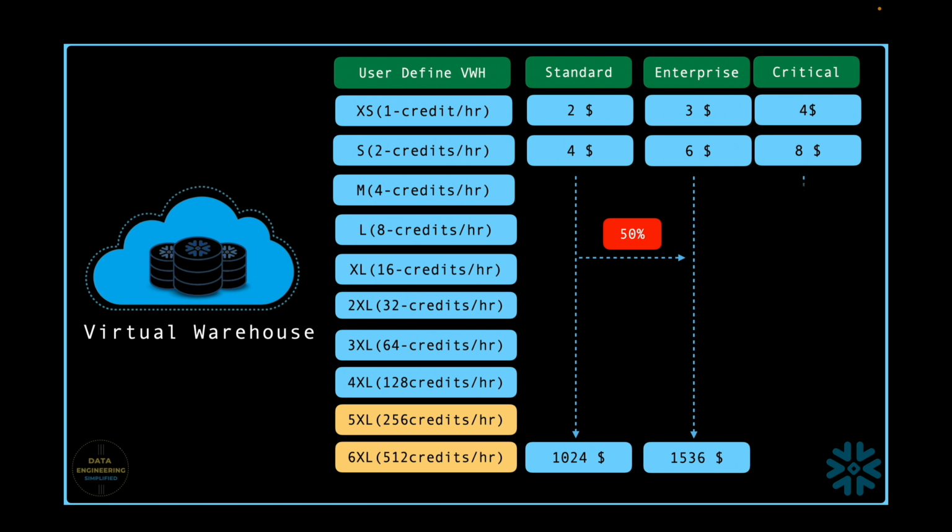Likewise, for a business critical edition of Snowflake, the cost per credit is $4 for an extra small virtual warehouse and goes up to $2,048 per hour for a 6x large virtual warehouse. This represents a direct 100% increase in cost compared to the standard edition of Snowflake. Again, if you are not utilizing any business critical feature in Snowflake, you need to be very careful of this price increase, as your development activity, testing activity, and everything running in a production environment cost could go up by 100%.